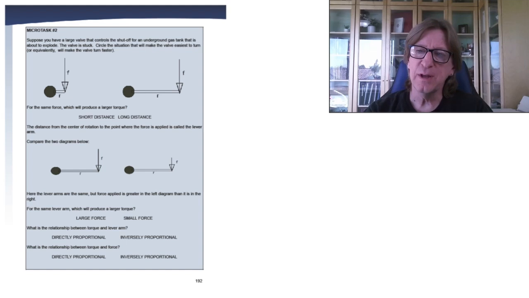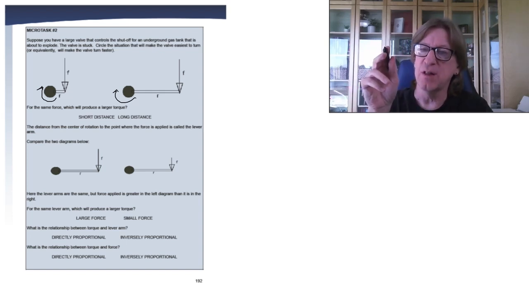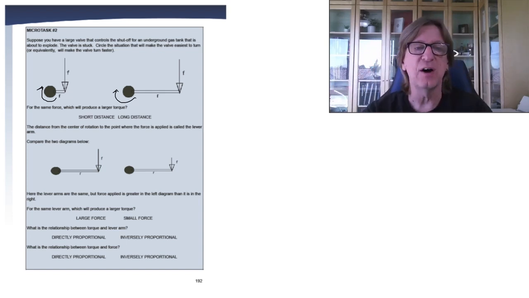All right, so here we have two situations in Microtest 1. Suppose we've got a large valve that controls the shutoff for an underground gas tank that's about to explode. We really want to get this turned off very quickly. So to turn it, I need to give it some rotation. I'm going to turn it in a clockwise direction so that I can tighten that valve.